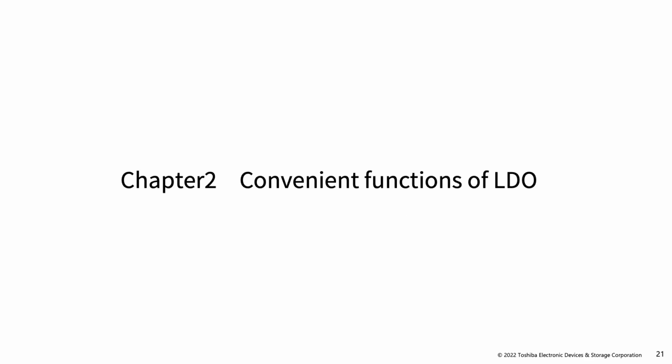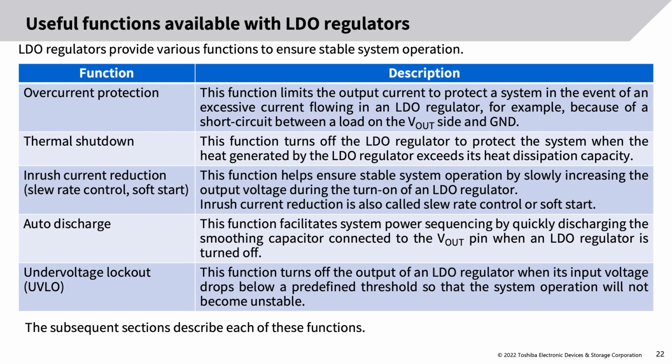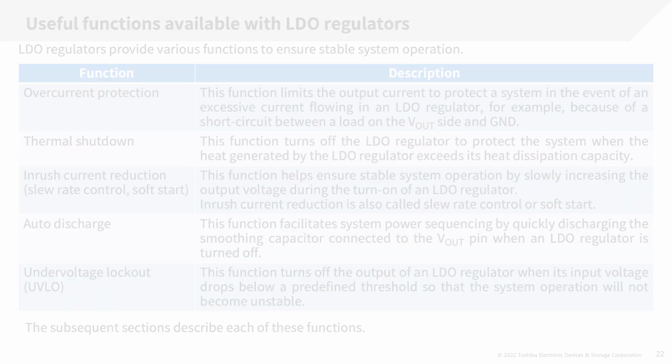Chapter 2. Convenient functions of LDO. Useful functions available with LDO regulators. LDO regulators provide various functions to ensure stable system operation. This section provides an overview of overcurrent protection, thermal shutdown, inrush current reduction, slew rate control, soft start, auto discharge, and undervoltage lockout, UVLO. The subsequent sections describe each of these functions.